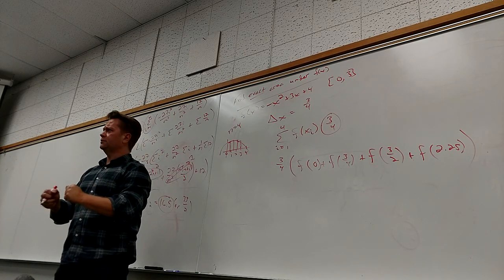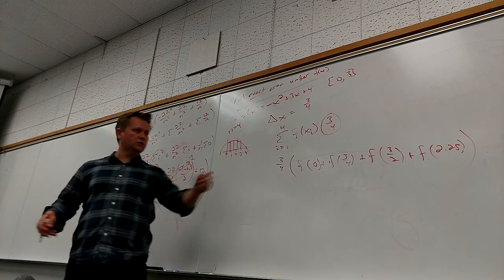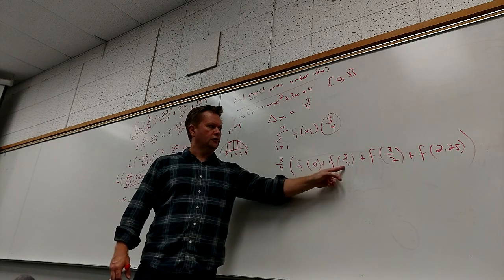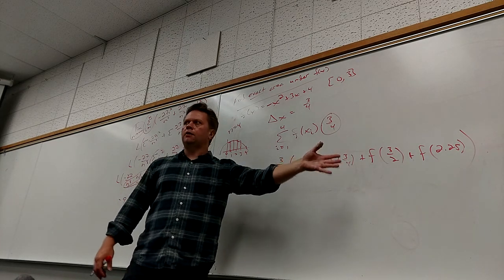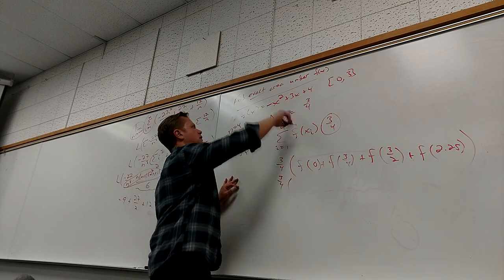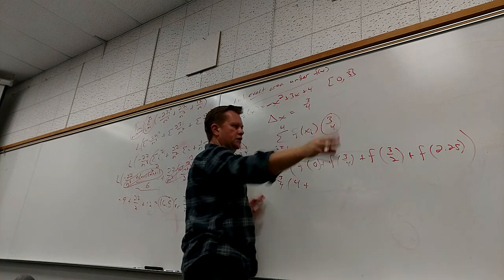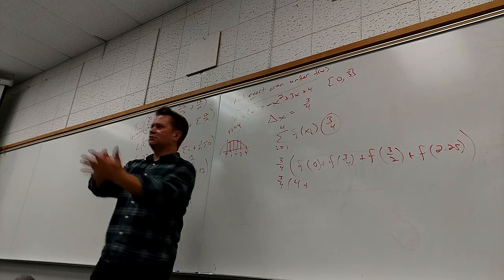Every single one of them is times 3/4, so I can pull a 3/4 out. So it really is just a bunch of figure out what the function values are, add them up, multiply by 3/4. 3/4 times 4 plus whatever. Do it all in the calculator.